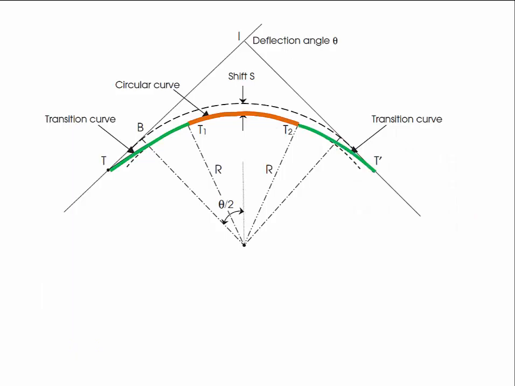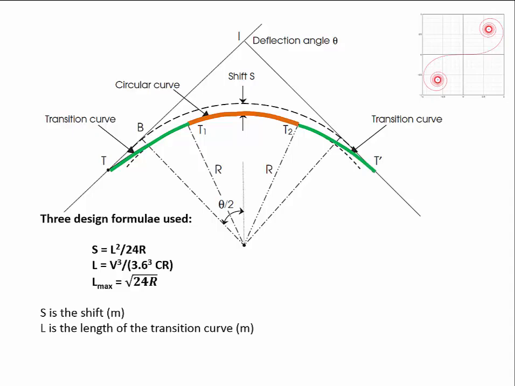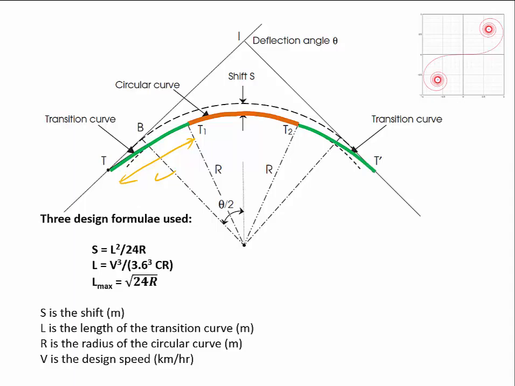So we've got our circular curve, our transition curve. Back to this diagram. We use 3 design formulae for transition curves. The variables involved are S. S is the shift, which is this distance change for the circular curve to accommodate the transition curve. L is the length of the transition curve. R is the radius of the circular curve. And V is the design speed. C is the rate of change of radial acceleration, which is normally given, so that I will tell you what the rate of change to use is.